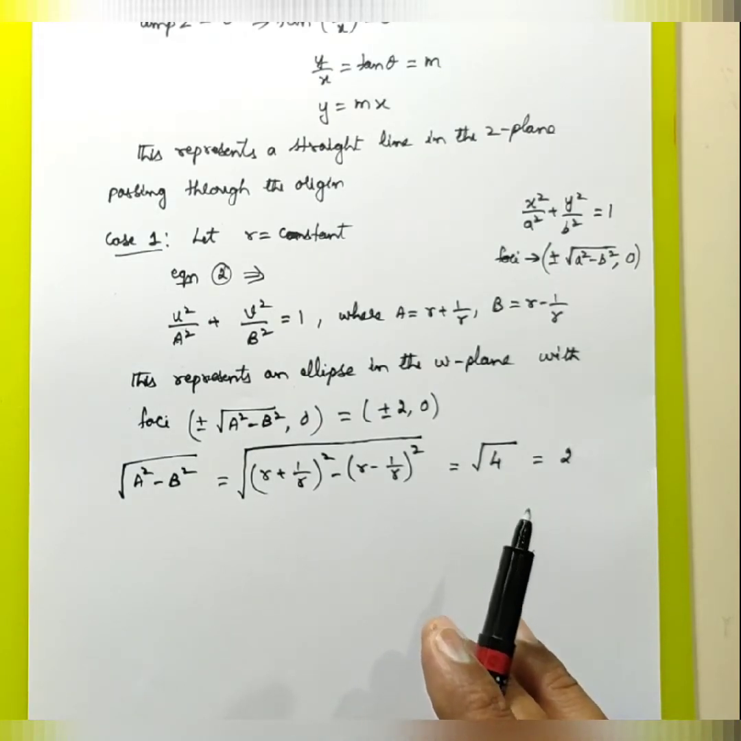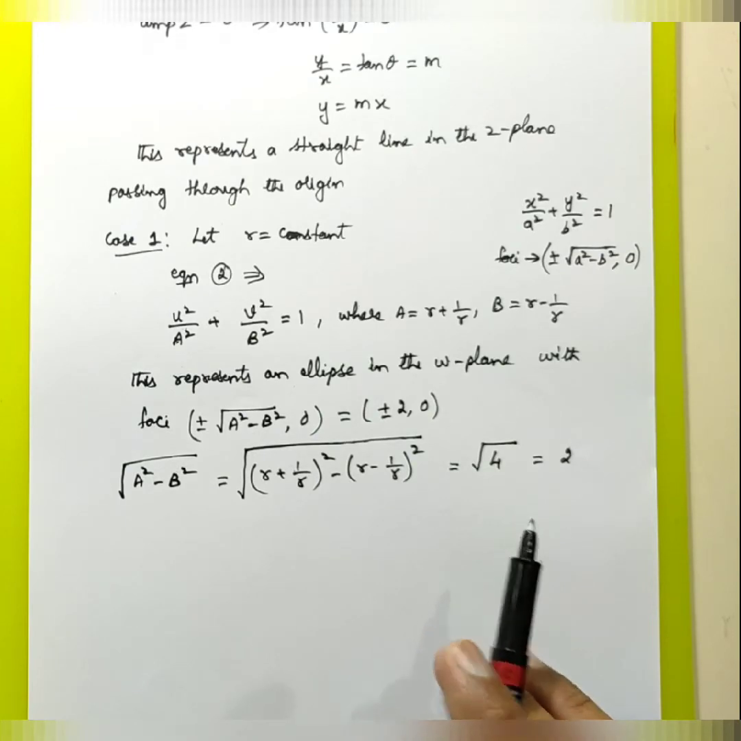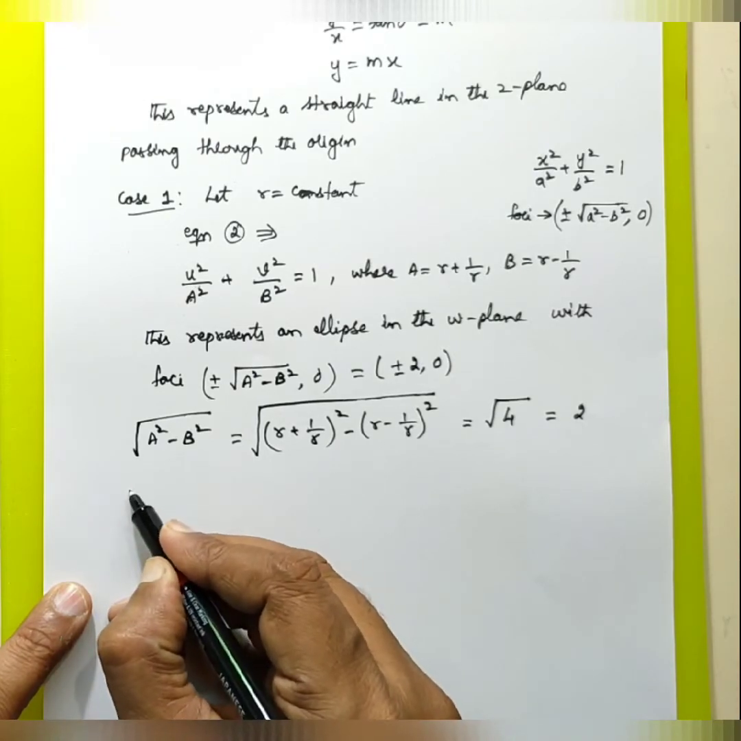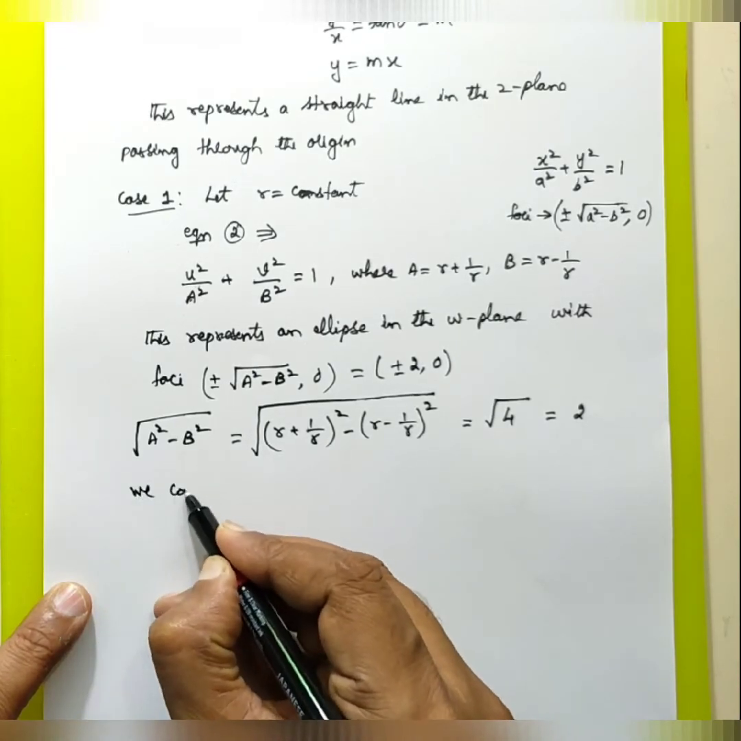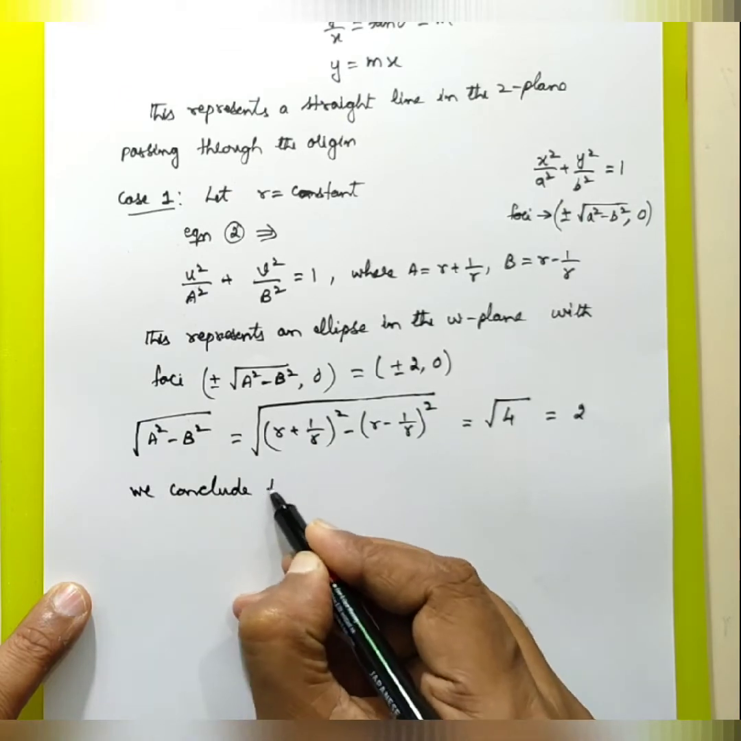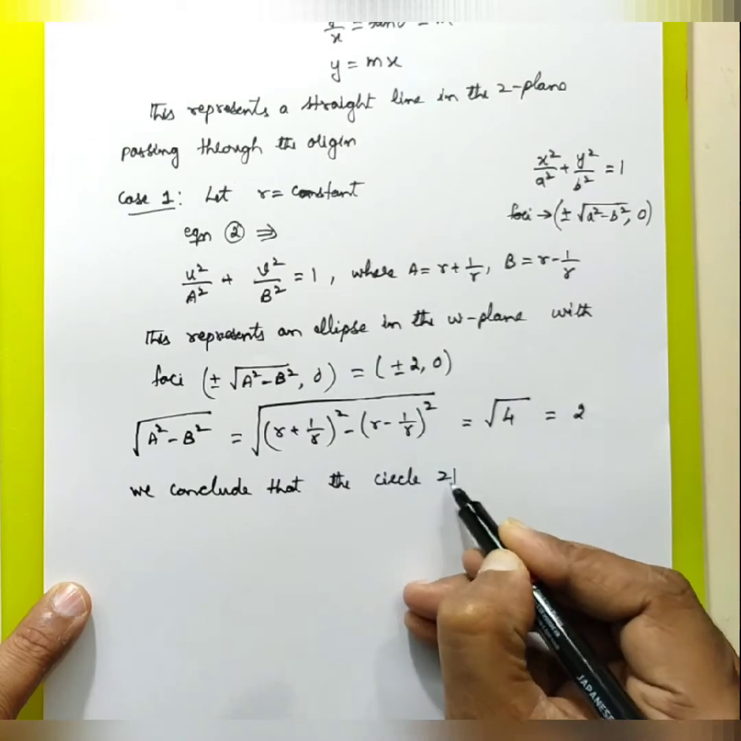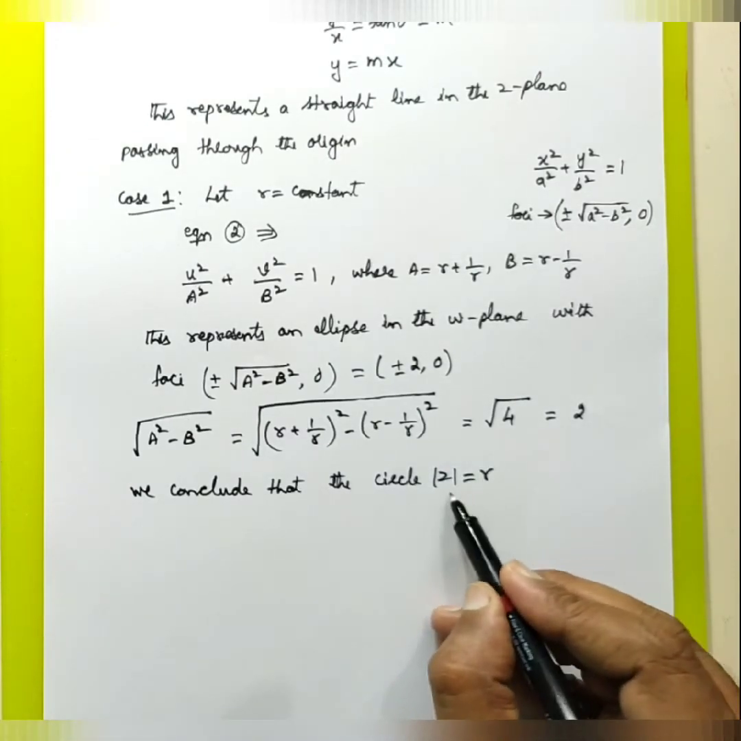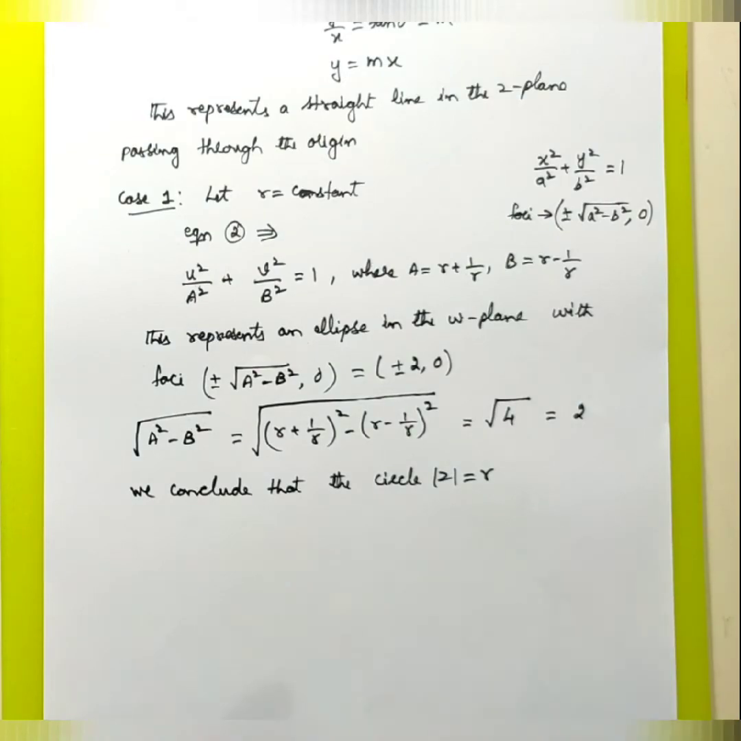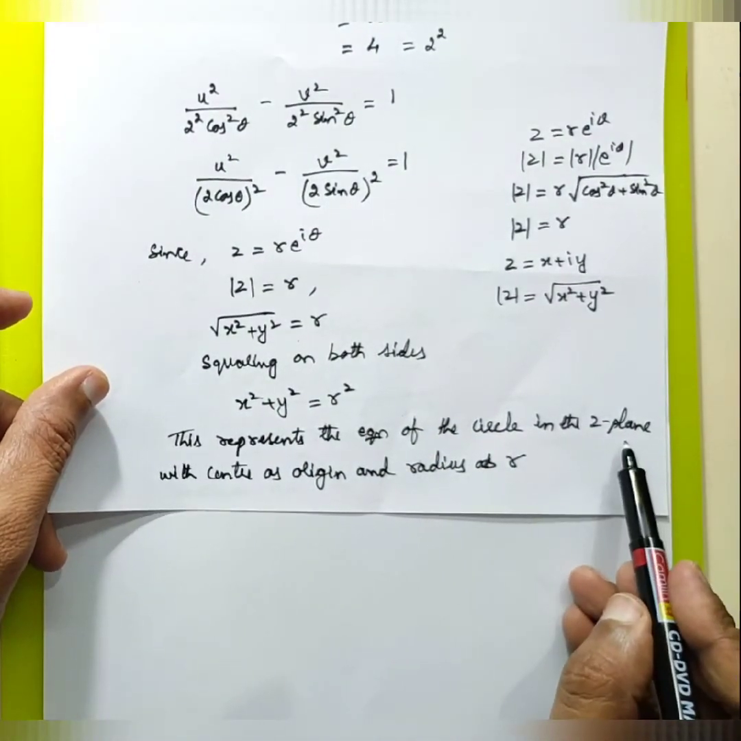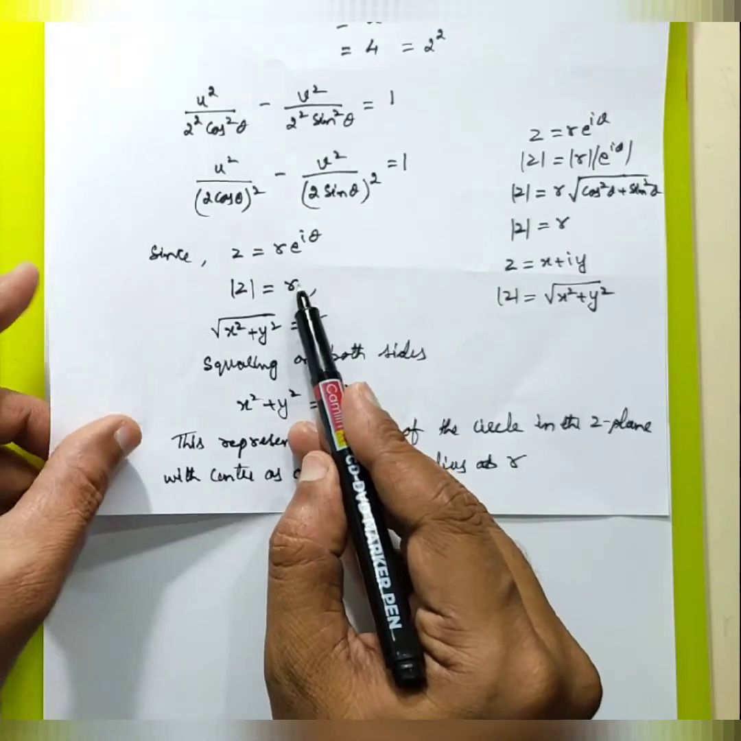Now we'll move on to the second mapping. So let me conclude over here. We conclude that the circle, modulus of z is equal to r. So the equation of the circle, that is what I have taken. This particular case is already discussed. Mod of z is equal to r represents the equation of the circle in the z plane. So here r is a constant, that is what I have taken over here.